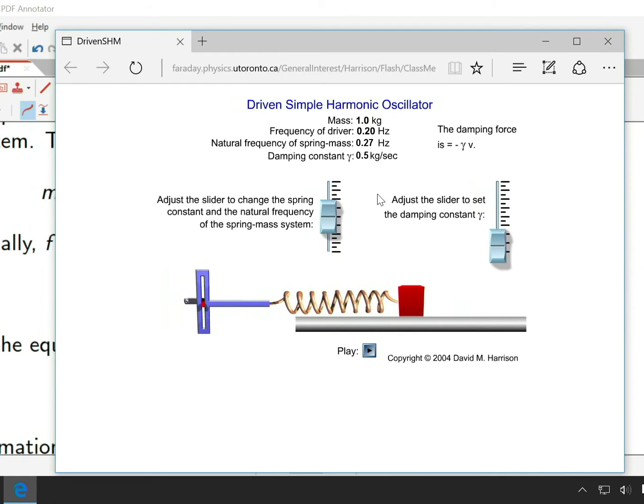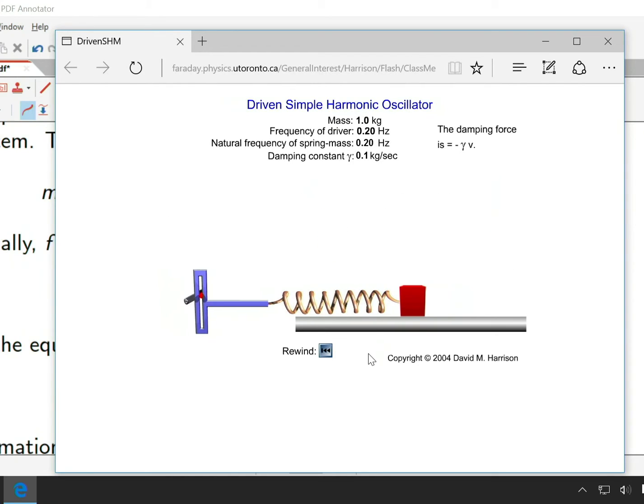But what's going to happen if, say, we make the damping very small? Let's say maybe 0.1. Here the frequency of the driver cannot be changed, but we can change the frequency of the spring mass system. So what happens if we make the frequency of the spring mass system exactly the same as the frequency of the driver? And here is what happens.